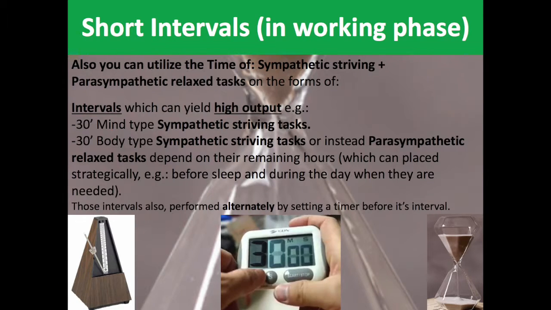Short intervals in working phase. Also, you can utilize the time of sympathetic striving tasks and parasympathetic relaxed tasks in the form of intervals, which can yield higher output. For example, 30 minutes of sympathetic mind type striving tasks followed by 30 minutes of sympathetic body type striving tasks. Or instead, in this interval can be performed parasympathetic relaxed tasks depending on their remaining hours, which can be placed strategically, for example, before sleep and during the day when they are needed. Those intervals are also performed alternately, by setting a timer before each interval.